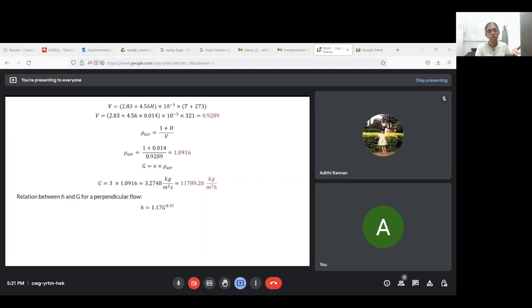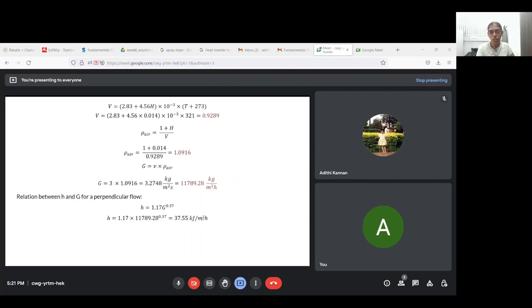The expression for heat transfer coefficient with respect to your mass velocity varies for different kinds of flow. So for a perpendicular flow, H is equal to 1.17 into G to the power 0.37. We know G right now and we can calculate the heat transfer coefficient from this expression, which is meant for a perpendicular flow. So H is equal to 1.17 into 11,789.28, that is your G, to the power 0.37. This will give you 37.55 watt per meter square Kelvin.